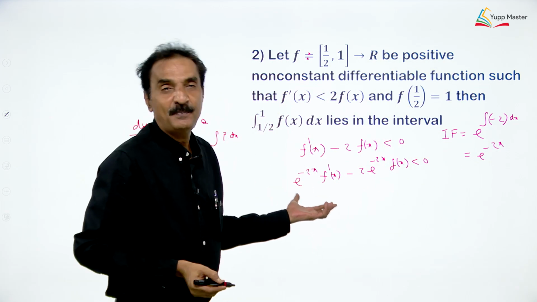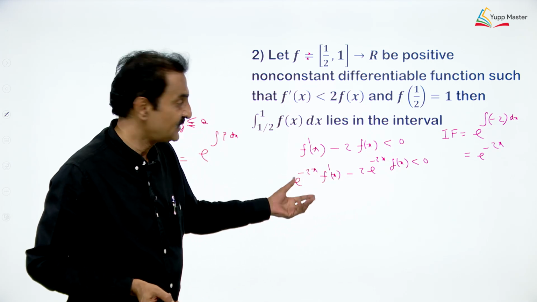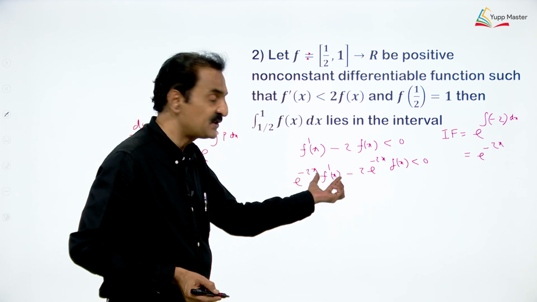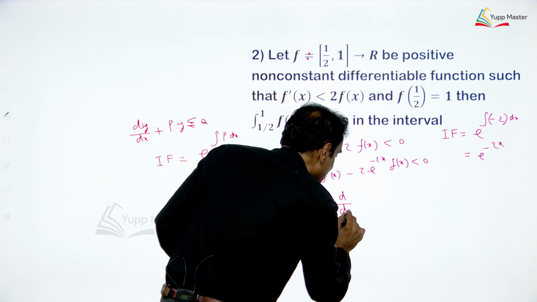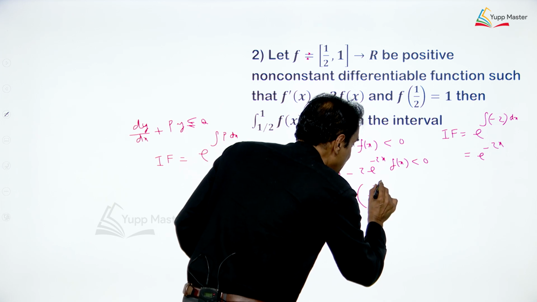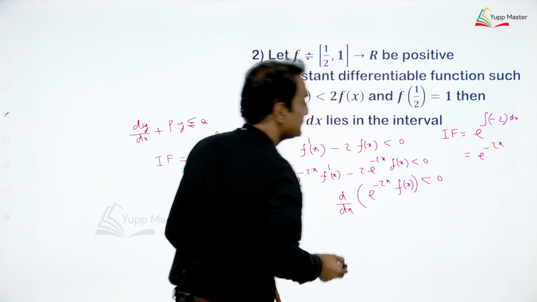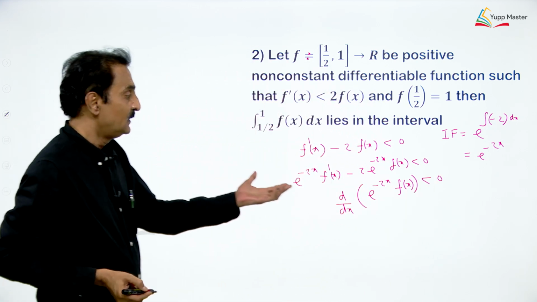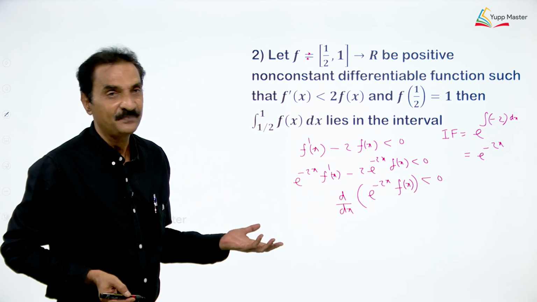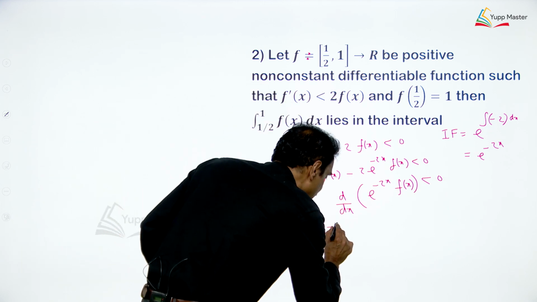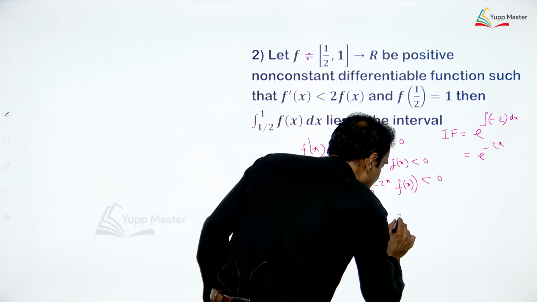So, we multiply by e power minus 2x on both sides. Then what happens? This becomes derivative of a product. Observe that this is in the form of u v dash plus u dash v. So, we can write it as d by dx of e power minus 2x into f of x less than 0. Okay. If the derivative of this function is less than 0, the function is decreasing. Okay. So, e power minus 2x into f of x is a decreasing function.